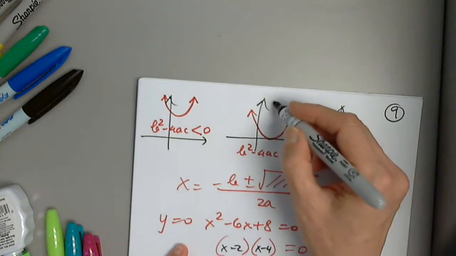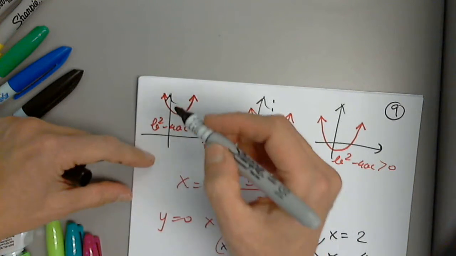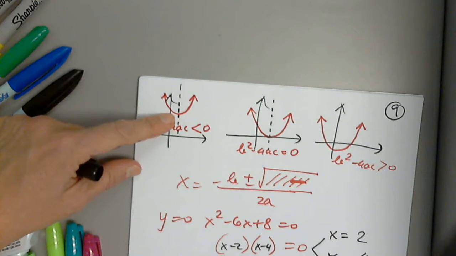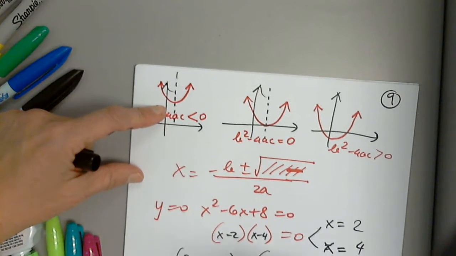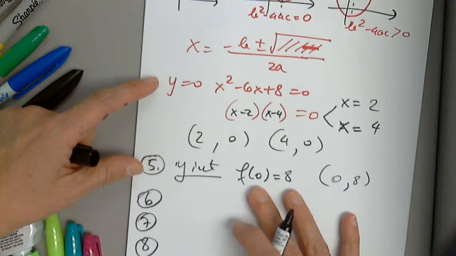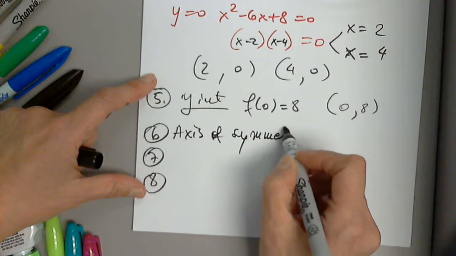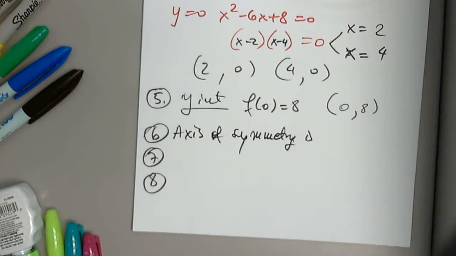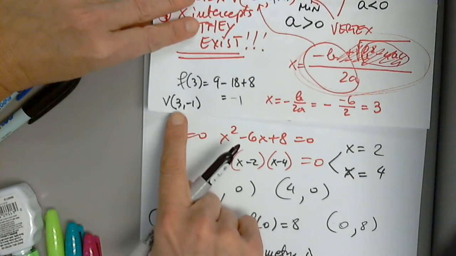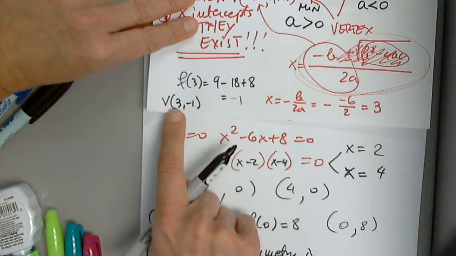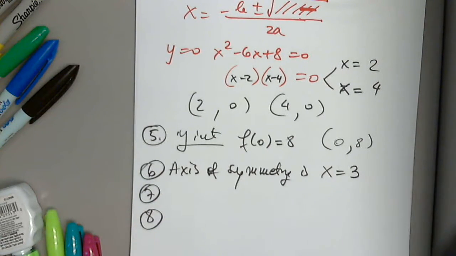Any parabola has an axis of symmetry. We're not talking about a function being odd or even. It has a vertical line passing through the vertex. And this side will be symmetric of this side with respect to the axis of symmetry. Same thing here. So it's the vertical line passing through the vertex. So the axis of symmetry is the vertical line passing through 3, negative 1. Which vertical line passes through 3, negative 1? Yes, x equals 3. Very good.